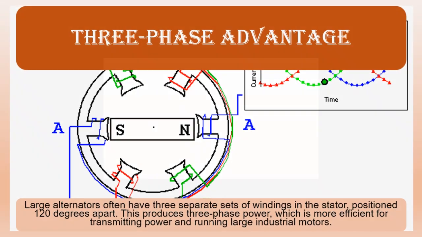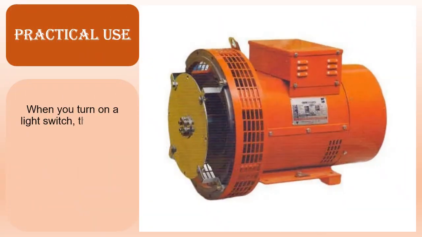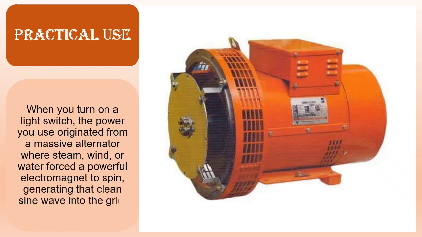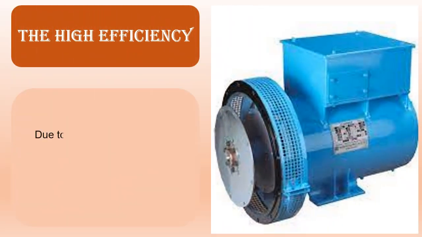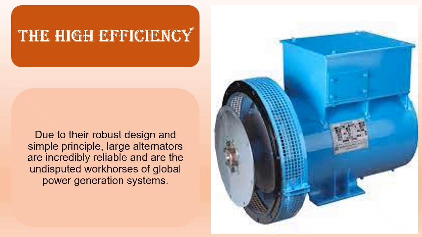Practical use. When you turn on a light switch, the power you use originated from a massive alternator where steam, wind, or water forced a powerful electromagnet to spin, generating that clean sine wave into the grid. The high efficiency. Due to their robust design and simple principle, large alternators are incredibly reliable and are the undisputed workhorses of global power generation systems.